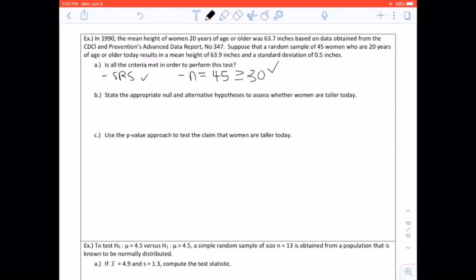Part B says state the appropriate null and alternative hypotheses to assess whether women are taller today. So our null and our alternative. Since we are talking about average or mean, we're going to go ahead and put mu. For our null, it's always equal to, and that value that we have is what the population is. And that population value is 63.7 inches. And taller today would mean that it would be greater than that 63.7.